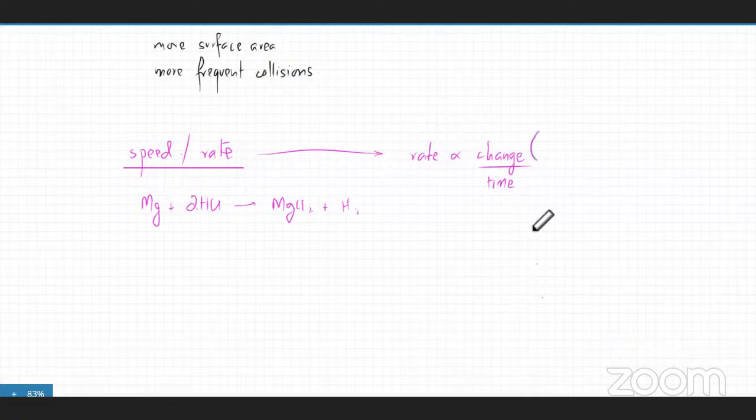it could be any change. It could be a change in mass, a change in volume, or a change in color. So if the color changes very quickly, that's a fast reaction. If it changes very slowly, then it's a slow reaction. So it could be any observable change. You can just time it with a stopwatch.